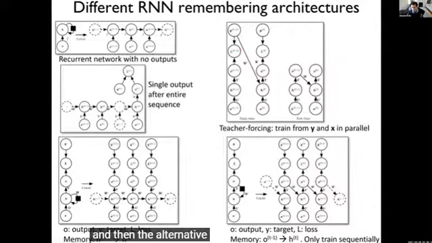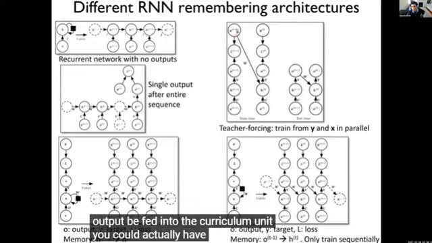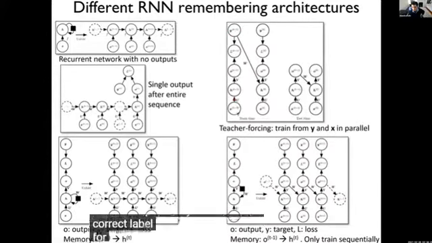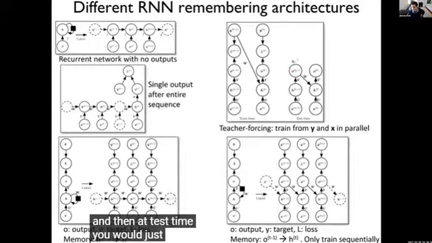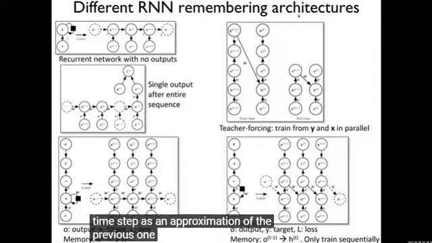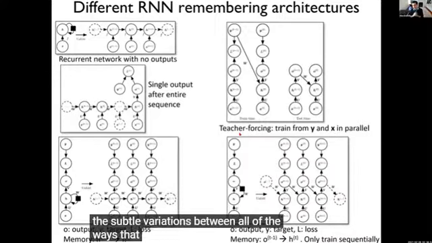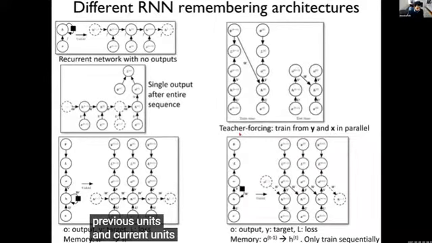The alternative is, instead of having the output be fed into the current hidden unit, you could have the correct output, not the output of my model but the correct label for that previous utterance, be fed to the current model. This would be at train time. Then at test time, since you don't have the known output anymore, you would just use the output of your previous time step as an approximation. Okay, so let's see who's with me here on the subtle variations between all of the ways that you can construct these temporal relationships between previous units and current units.